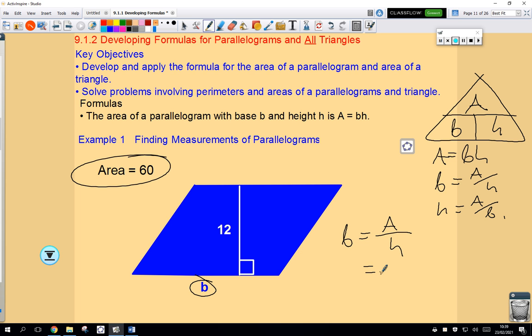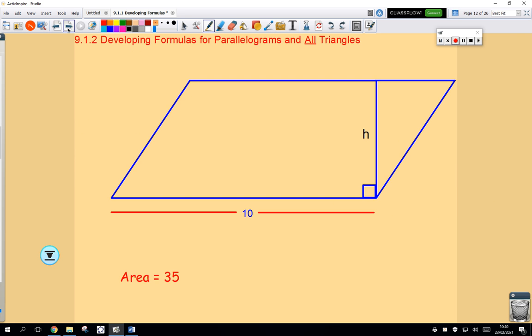The area here is 60. The height here is 12. 60 divided by 12, that's 5, and whatever the units are. So the base is 5 units here. Obviously this is not a very well drawn parallelogram. If the height is 12 and the base is 5, it's not drawn to scale, but that's what the base is. So the area of a parallelogram formula, make sure you know it. Here I'm looking for the height, and again, area equals base times height.